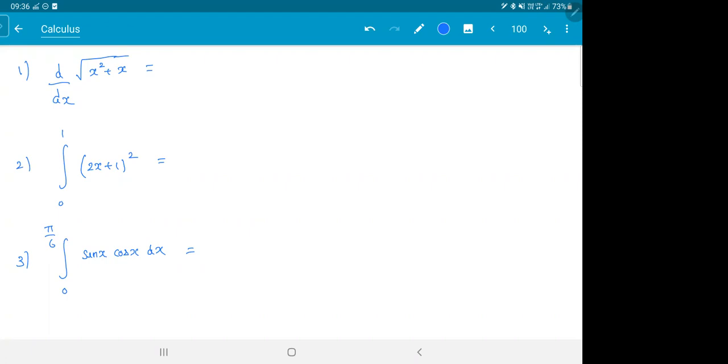What's the answer? First one, this is a function to the power of half. So half into x squared plus x to the power half minus 1. The differentiation formula is n into x power n minus 1, then differentiate whatever is inside. The next exam you'll have a combination of different differentiation and integration, everything. So this would be 1 by 2 root over x squared plus x, and this would be 2x plus 1. That's your answer. Check.